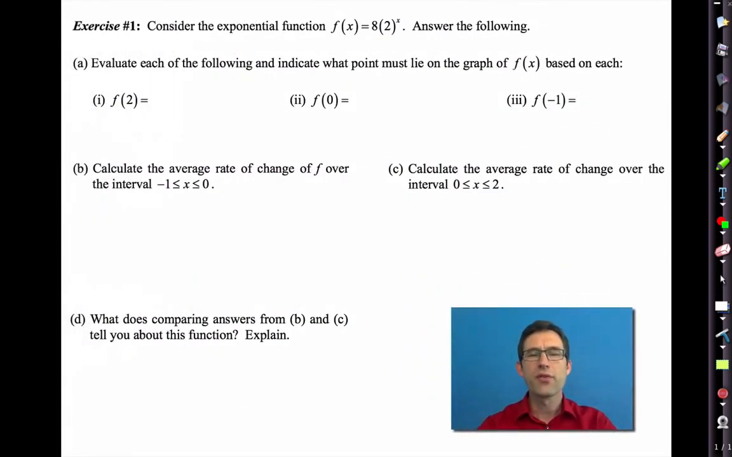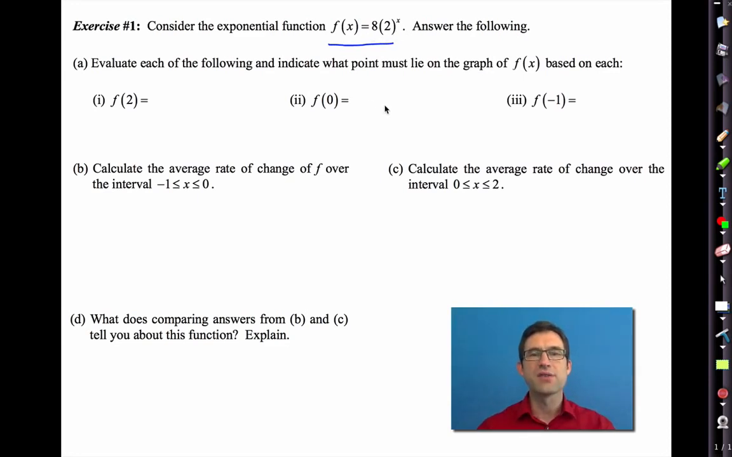So there are many different types of functions. The ones that we've studied the most often have been linear functions. But there are also exponential functions, which are really based on repeated multiplication. And those are the ones that we're going to dig into today. Let's start in exercise 1 by looking at the function f of x equals 8 times 2 to the x.